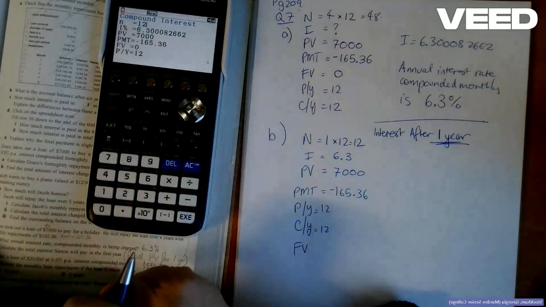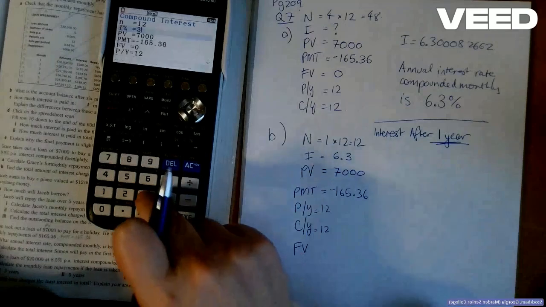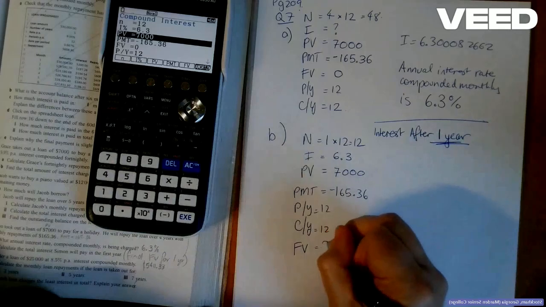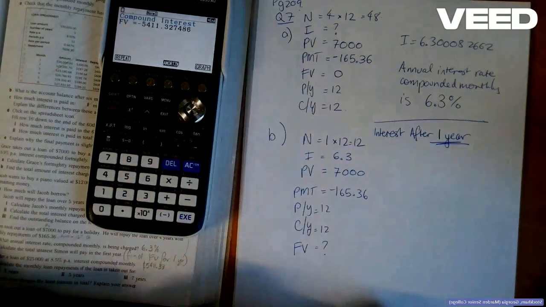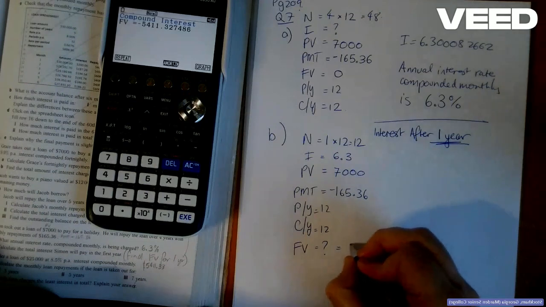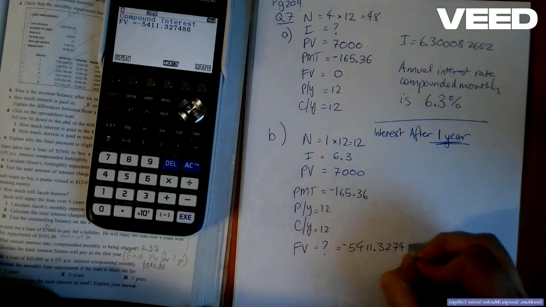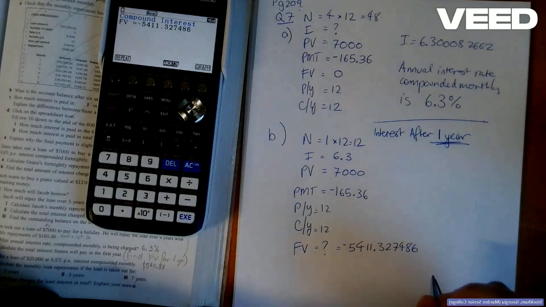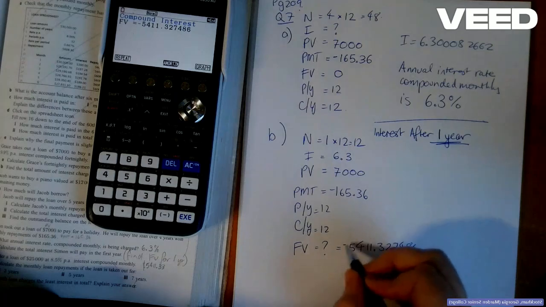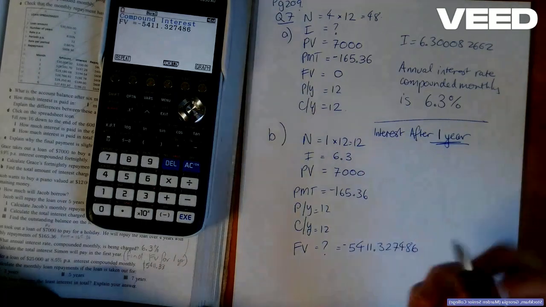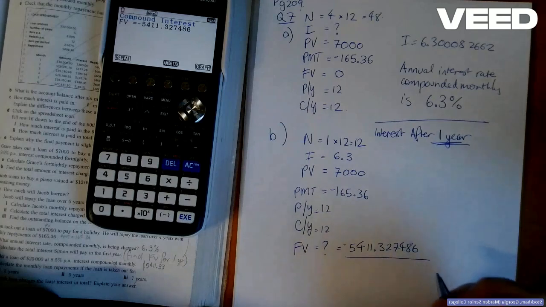So a lot of this is staying the same, which is really nice and easy for us. We're going to change N to 12, and I is 6.3. That's all good there. And now what we are calculating is the future value. In this case, it is negative 5411.327486. Our outstanding balance, because it's negative, is the amount we've got to pay back. So I'm going to round that.